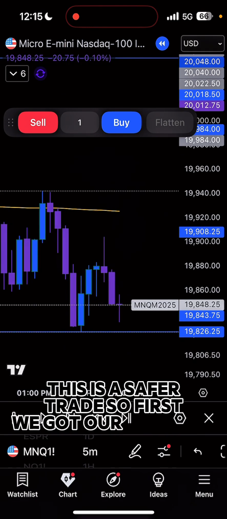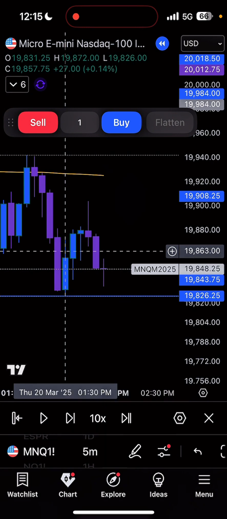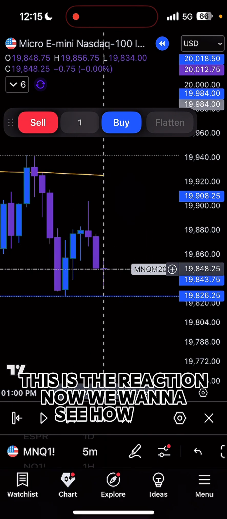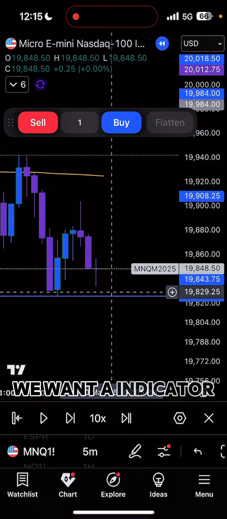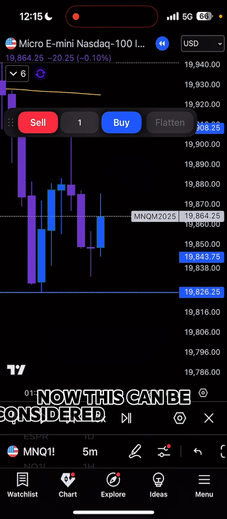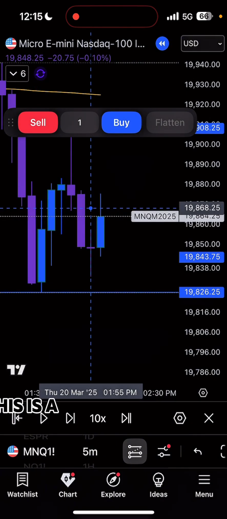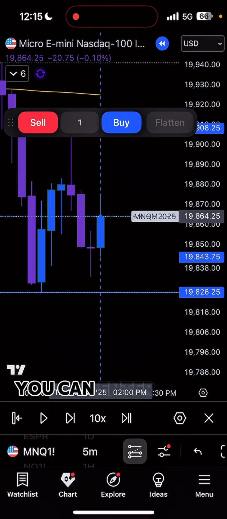So first we got our reaction. We got a smart money move on the 5-minute chart right here. This is the reaction. Now we want to see how the retest happens. We want an indicator candle, some type of bullish indicator candle. Now, this can be considered a higher low. So as soon as you see something like this, this is a bullish indication. You can enter right here.